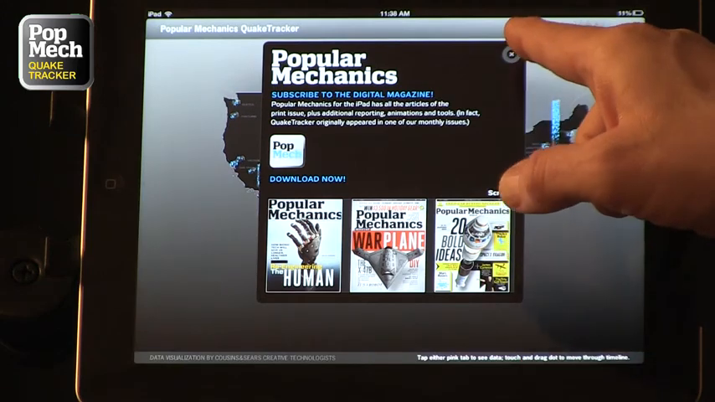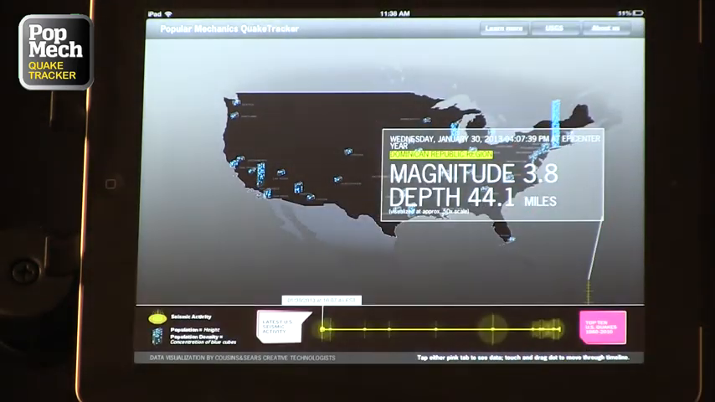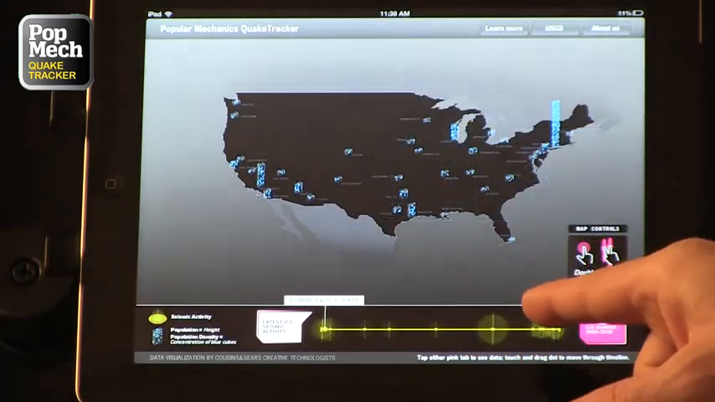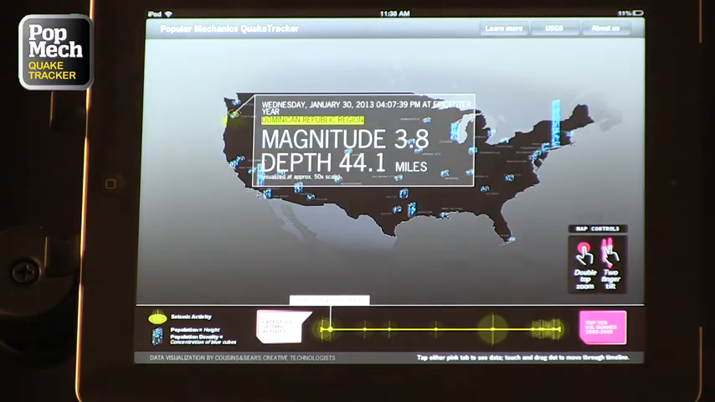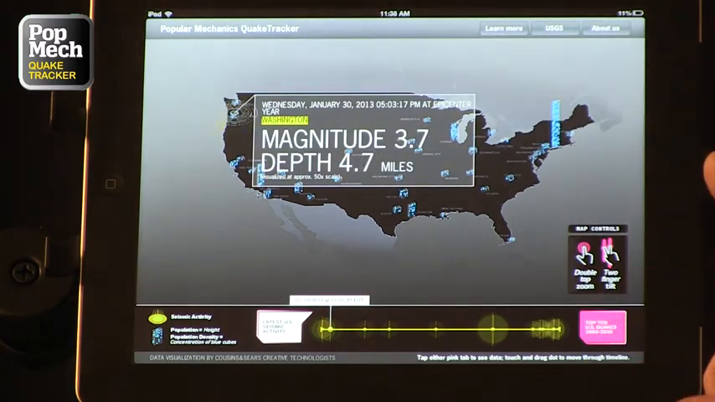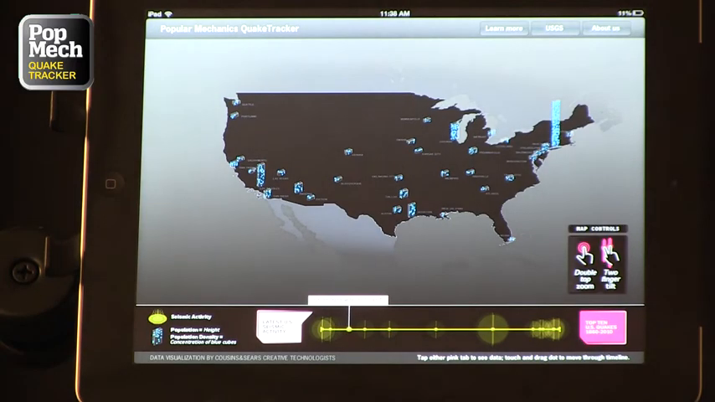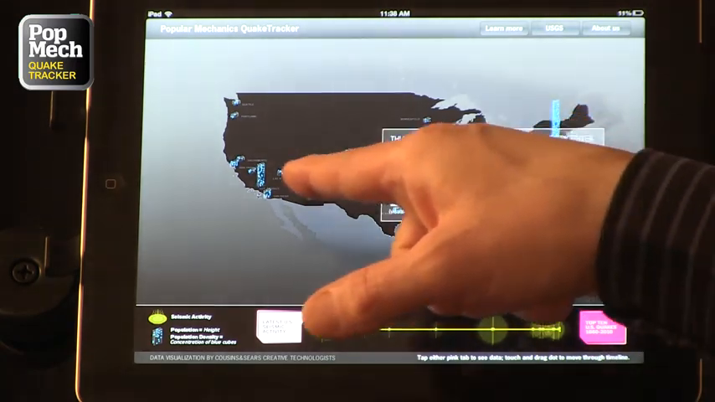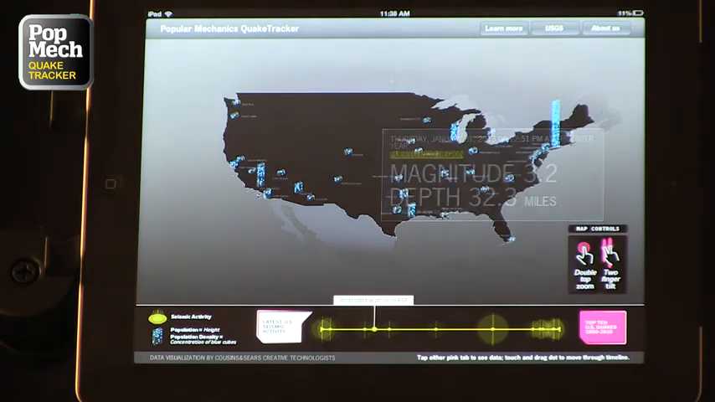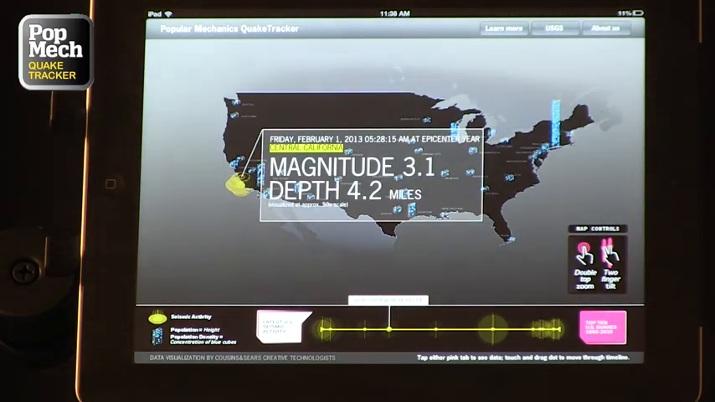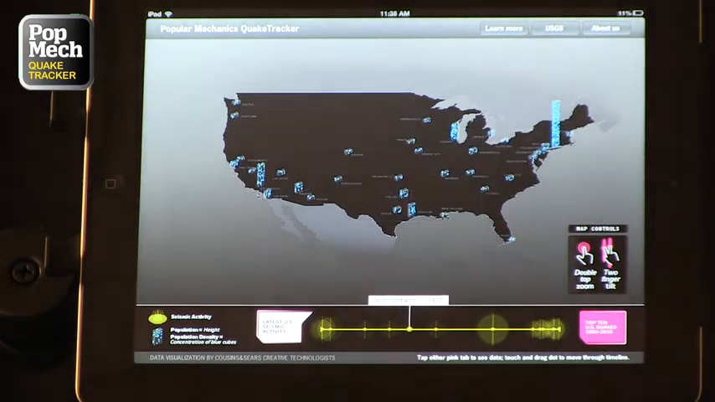The last two apps I want to talk about are about earthquakes. And the first one is from Popular Mechanics, and it's called Quake Tracker. This is an app that focuses on earthquakes in the United States. And these are the latest seismic activity in the United States. One thing to be a little bit careful about is that the bars that are shown all around are actually bars showing how much population is in that area. So it's not the magnitude of the earthquake.